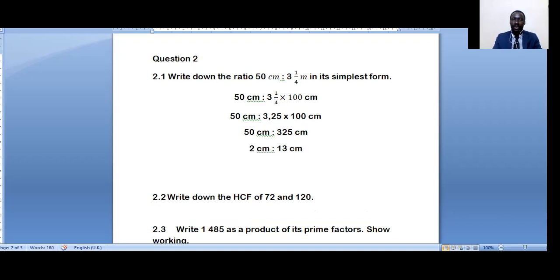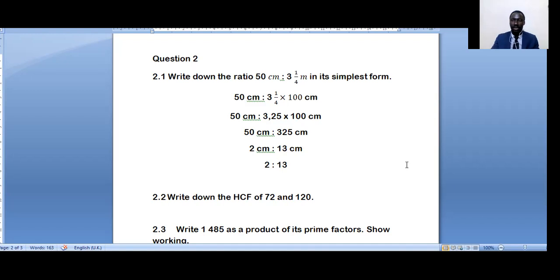So in a simplified way, 50 centimeters to 3 and 1 out of 4 meters can be reduced to 2 to 13. That is the answer to this question. That is how you would write down 50 centimeters to 3 and 1 out of 4 meters in the simplified, or in the simplest way.